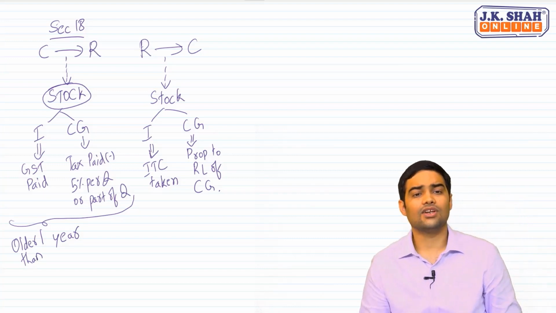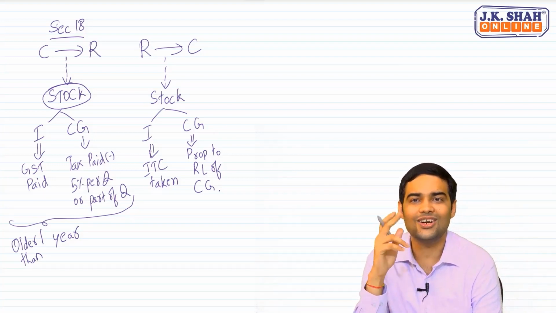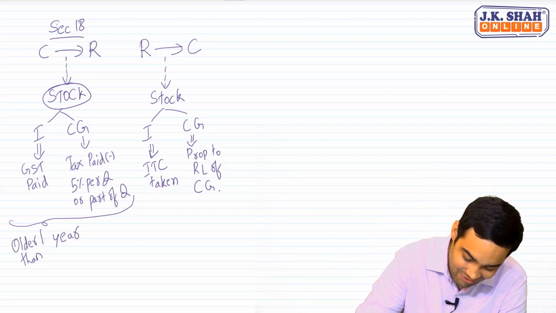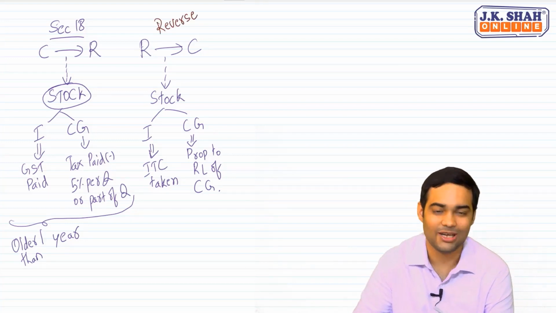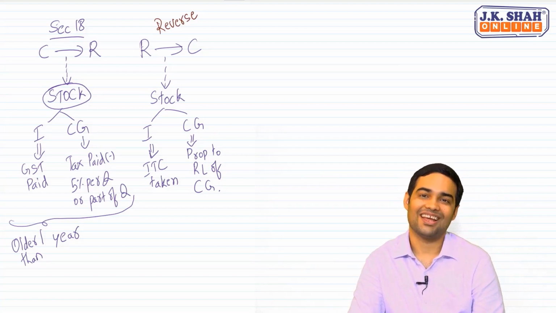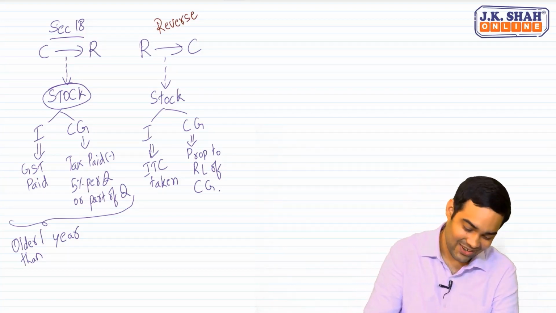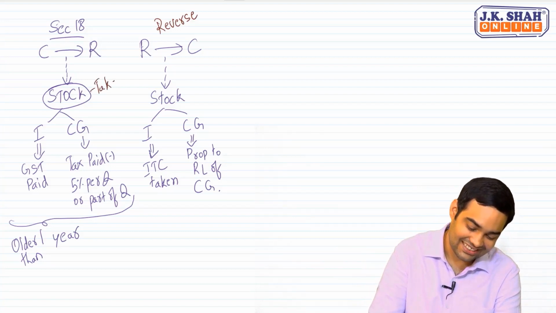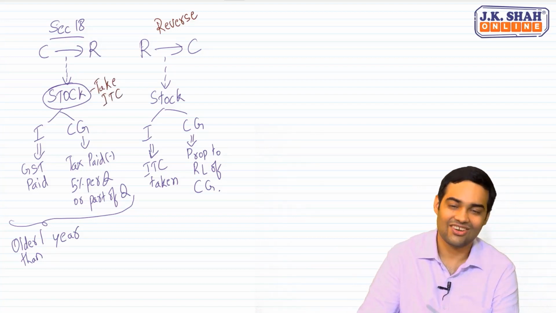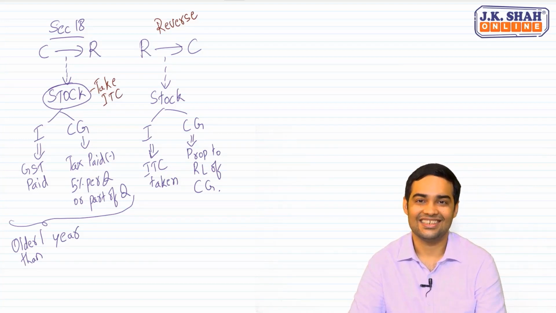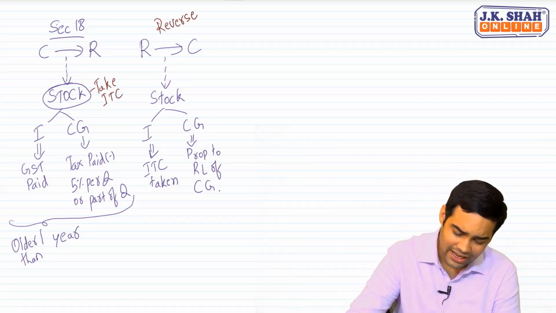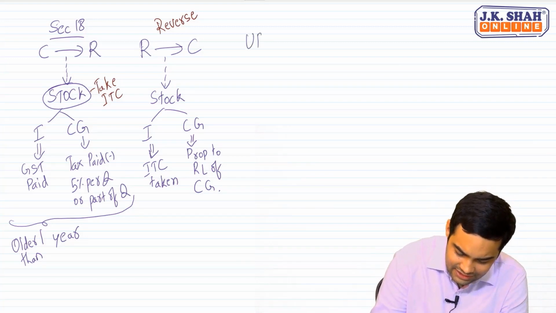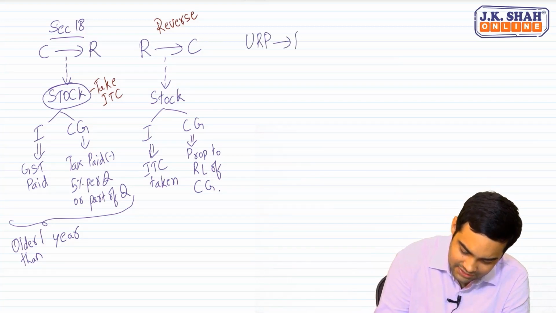This condition is not applicable for regular to composition. Whenever you have to reverse ITC, that means give back ITC to government, this condition does not apply. This condition applies only when you have to take ITC. When you have to take ITC, government says, if the invoice is older than 1 year, you will not get ITC.